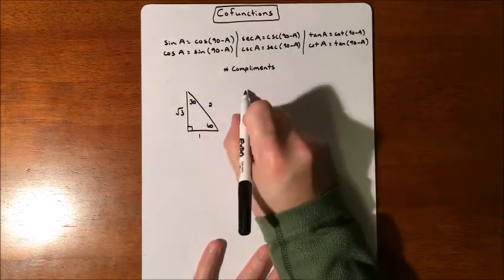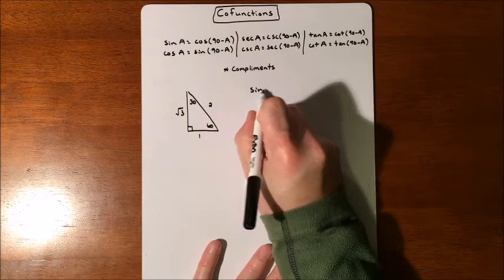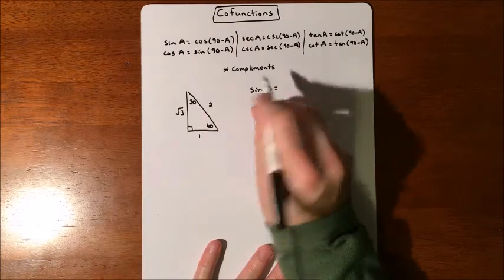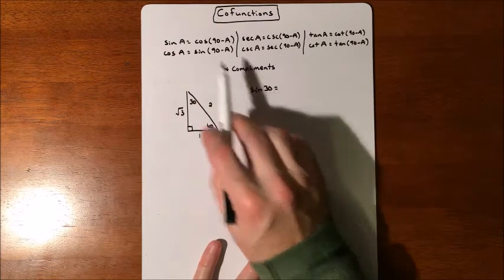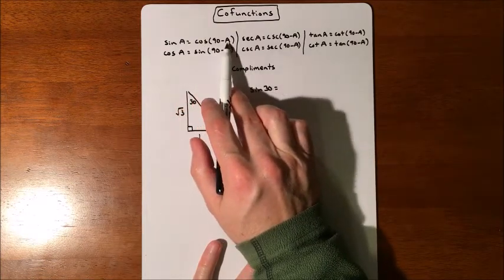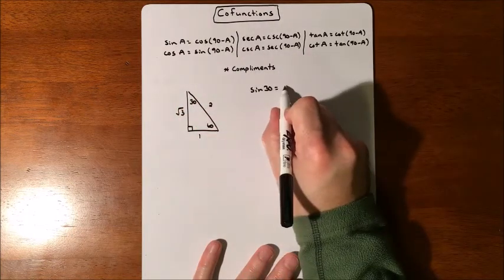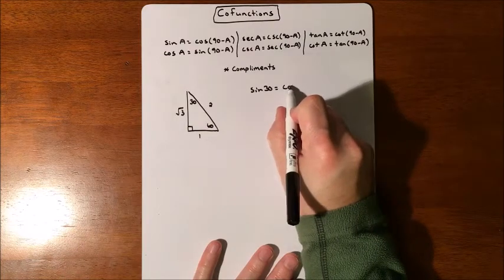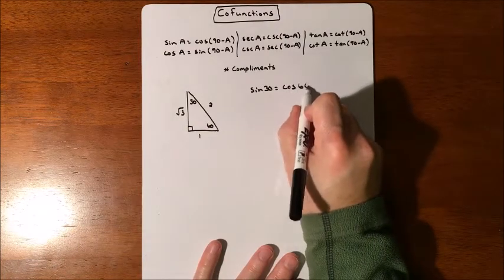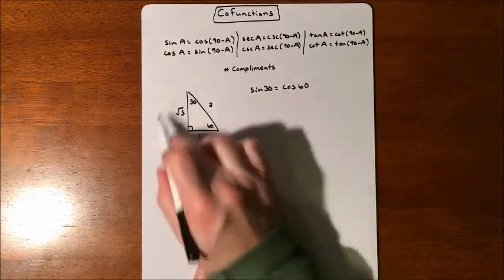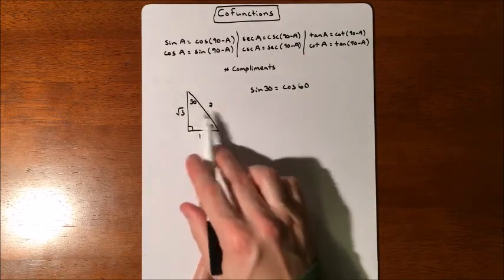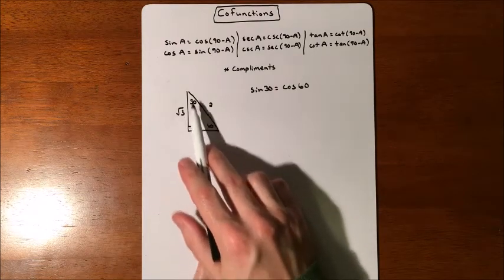So if you were to have sine of 30 degrees, according to this, sine of 30 degrees is going to be equivalent to cosine of 90 minus the 30. So cosine of 90 minus 30 would be cosine of 60. Okay, so these are supposed to be equal to each other. So we're going to show that on this triangle. This is a 30, 60, 90 triangle, and these are the relationships.